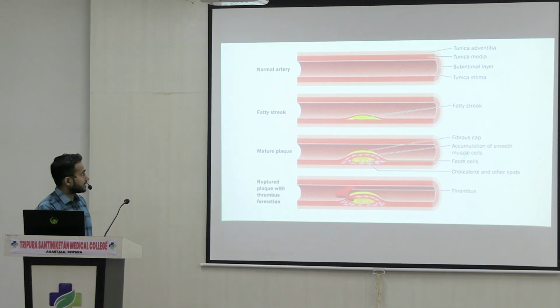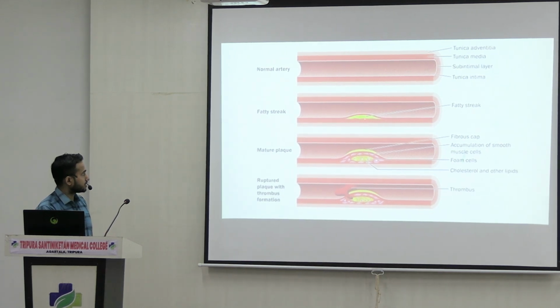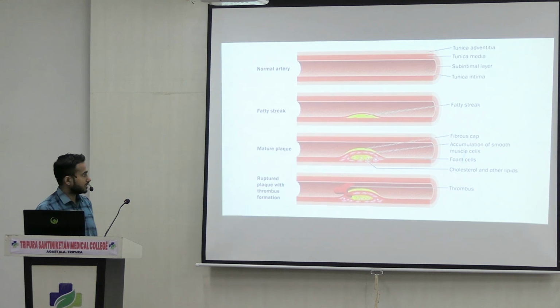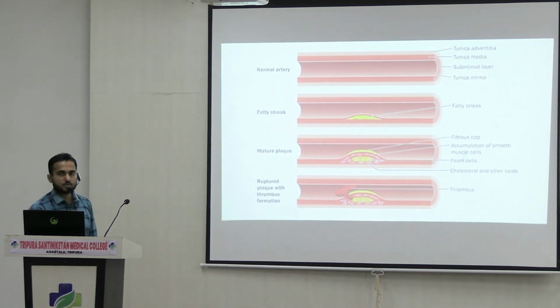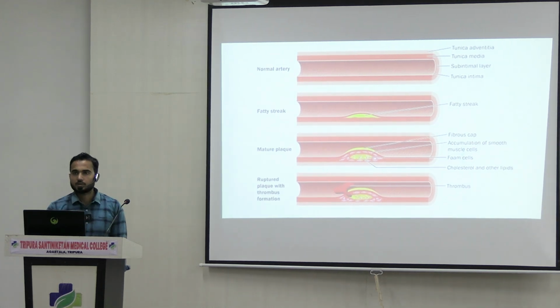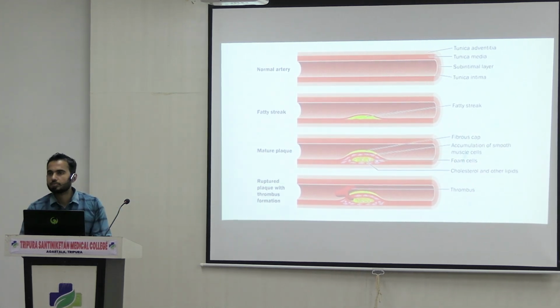Okay, you can see the fatty streak which is being deposited in the lumen of the blood vessel. After that, you can see accumulation of the smooth muscle cell, then foam cells. All those things are developed. Okay, foam cells, these are a special type of immune cell.